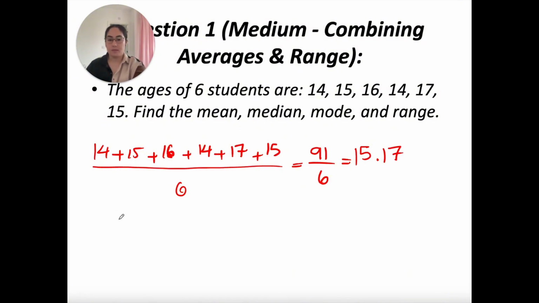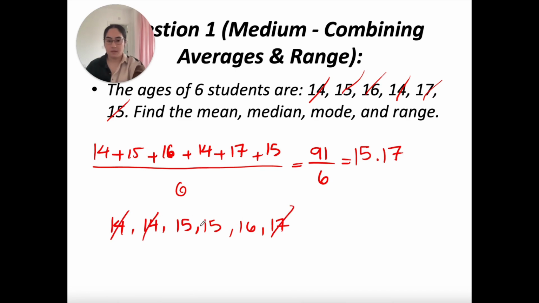Then it says find a median. Okay, to find a median, I'm going to put it in order. 14, 14. Sometimes it helps if you cross them out as you're writing it, especially if you've got a lot of numbers. 15, so you don't make any mistake or miss any numbers. Then you've got 16 and 17.